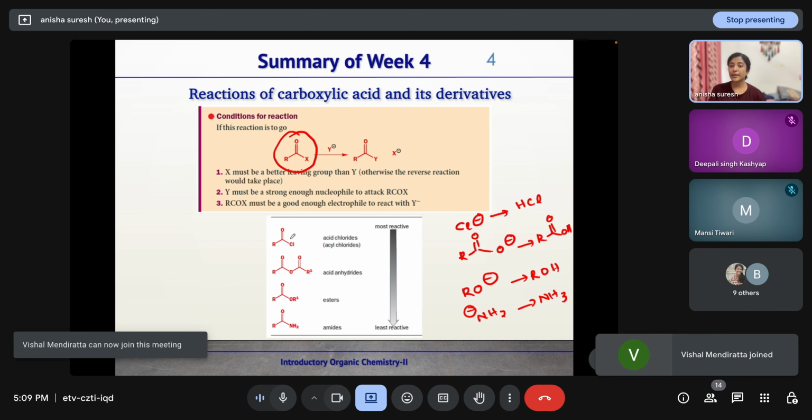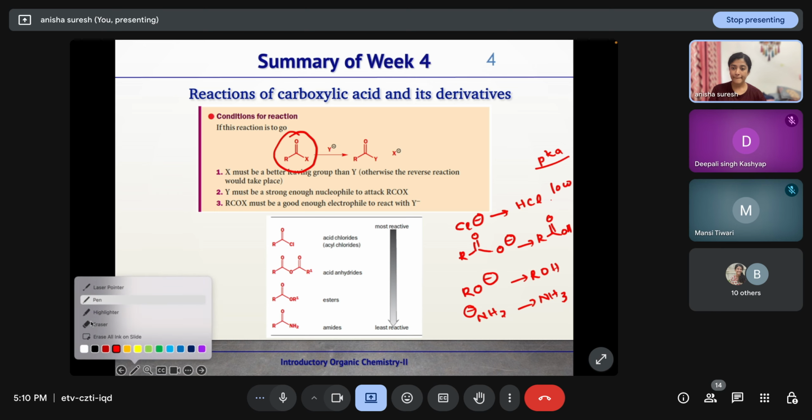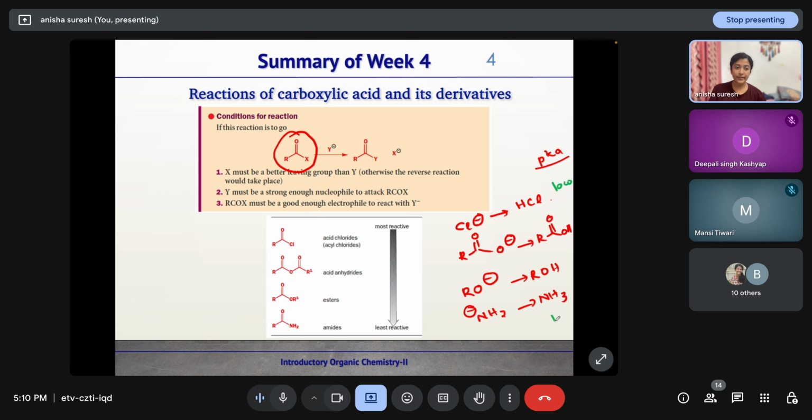So acid chlorides are more reactive than acid anhydrides, acid anhydrides are more reactive than esters, and esters are more reactive than amides. This is the reactivity order of carboxylic acid derivatives. Is this clear? So when we consider pKa, this will have a low pKa, and this will have a high pKa.